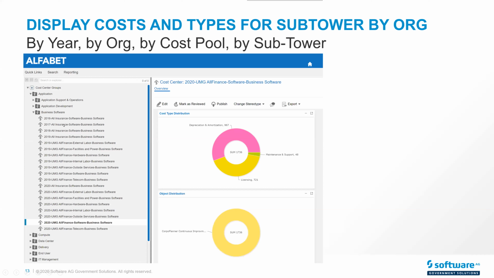Once we bring those costs in and assign them to these cost centers, you'll get to see what type of cost and what category of cost is spent at each one of the categories. I had a hard time thinking about the cost types, the cost centers and the taxonomy, the tower, the pool. So we have provided a simple structure that is by year, by org, by cost pool, by sub tower, and even by capability.